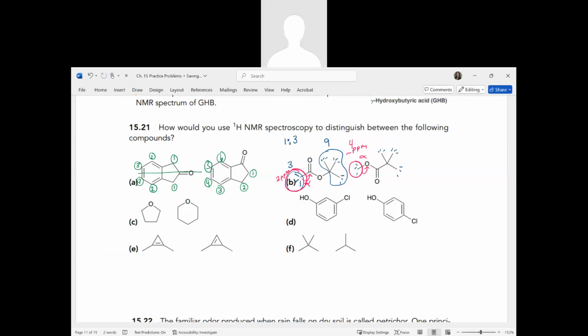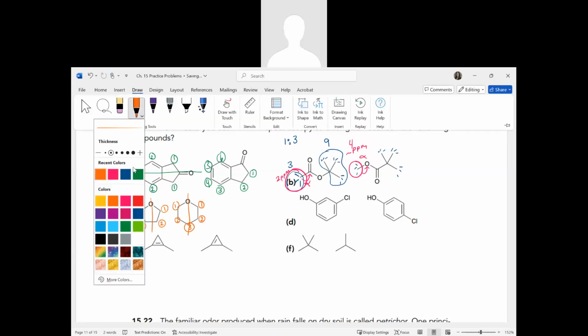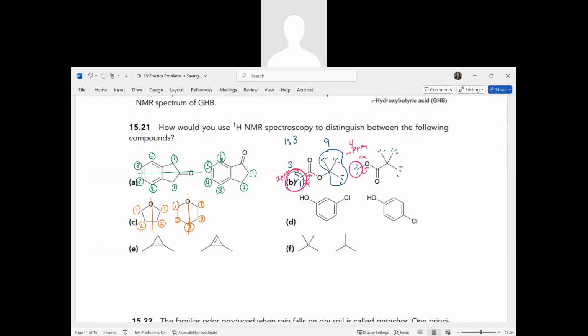Now with compound C, it's a little bit easier. We're going to see 1 signal here, 2 signals for compound C, right? We have symmetry. We also have symmetry with the second compound here, but we're going to see 1 signal for these protons, a second signal here, and then a third signal down here. So different number of signals. Then we have compound D here. Again, this is just easier to distinguish by the different number of signals.